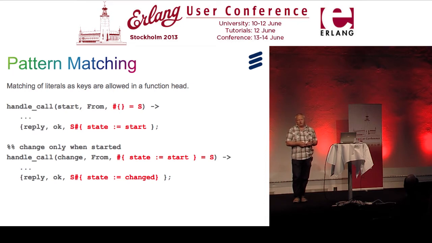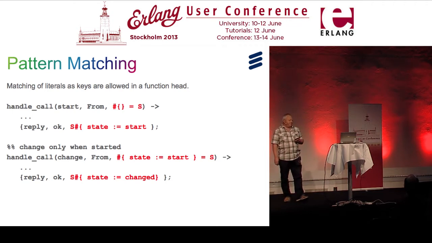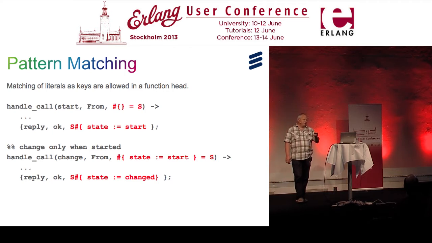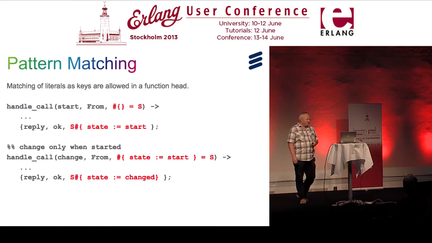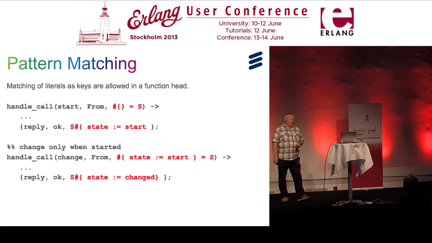Pattern matching should work, of course, with maps. This example shows that you assume in the first handle_call clause that the third parameter is a map. It's any map, and you bind that to the variable S. And later on, you return this S, and you update the state key with the value start. So this shows how you can use maps for handling the state of a process, where in many cases today you use records.